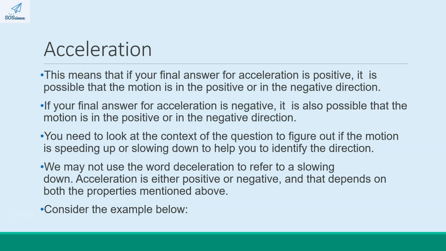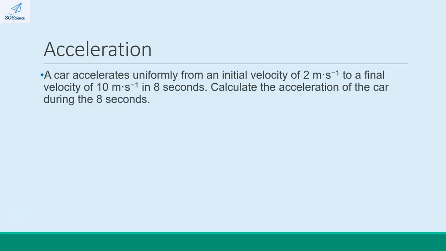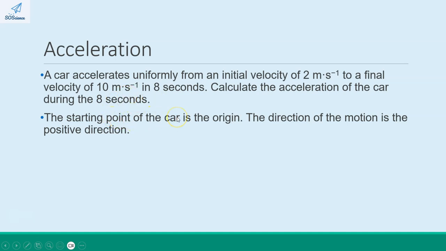Let's consider an example to clarify this. A car accelerates uniformly from an initial velocity of 2 meters per second to a final velocity of 10 meters per second in 8 seconds. Calculate the acceleration of the car during this 8-second time interval. So the starting point of the car is the origin, and we're going to say let the direction of the motion be the positive direction.